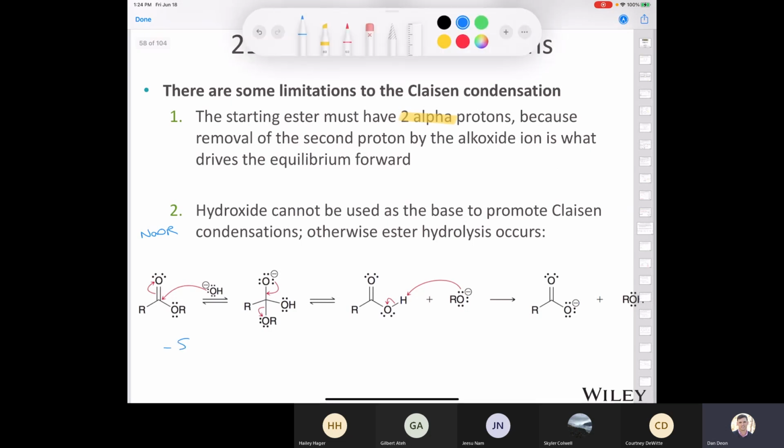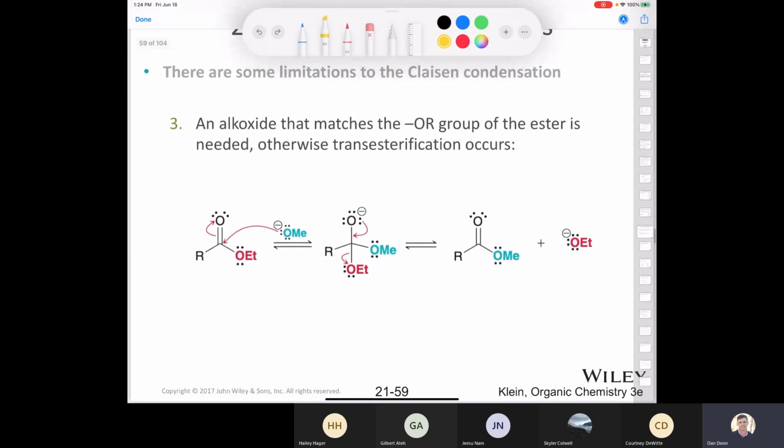Saponification is what I meant to say. This is saponification, right? And what's the driving force here? You look at the first step, the nucleophilic attack. It's in equilibrium. The loss of leaving group, it's in equilibrium, but the last step when you form the carboxylate, that's not an equilibrium, is it? That's going to push the reaction forward, and all you're going to end up with is a bunch of carboxylate, and you will have destroyed all of your ester. So it's got to be an alkoxide base. It can't be a hydroxide base.